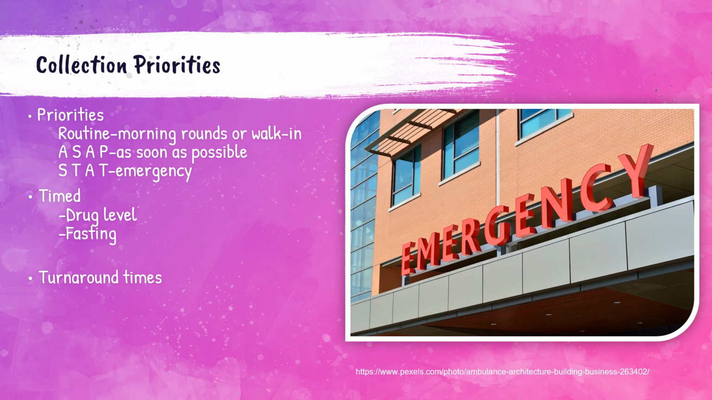Specimens ordered as routine have the least priority. These are specimens that are collected on morning rounds for patients who are staying in the hospital, or also whenever a patient shows up in an outpatient phlebotomy station to get their blood drawn. Any test ordered with the priority of ASAP, or as soon as possible, is of course collected as soon as possible, but before an order that is ordered as routine.